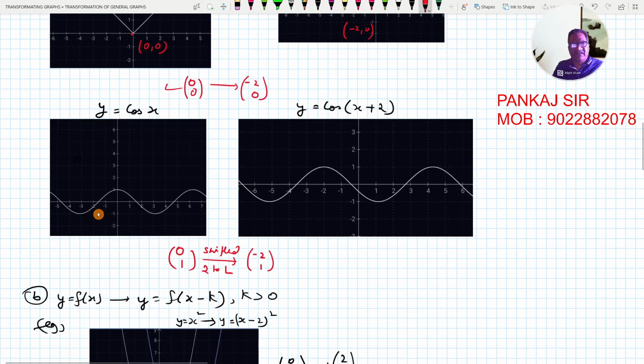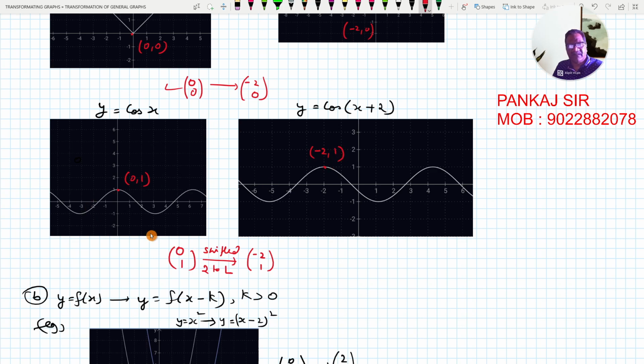One more example we are going to take. Let us take the example of cos x. So this is the graph of cos x, and this is the graph of cos of x plus 2. And if you see carefully, let us take a point 0 comma 1. This is that point. Now this point has shifted to the left because of this transformation x plus 2. So when you add something to x, the graph will shift to the left. Now can you see this particular point 0, 1 has shifted to this particular point, and this point's coordinates are minus 2 comma 1.